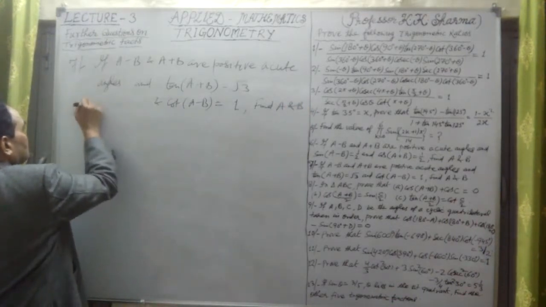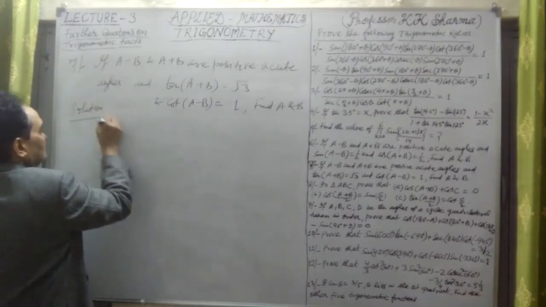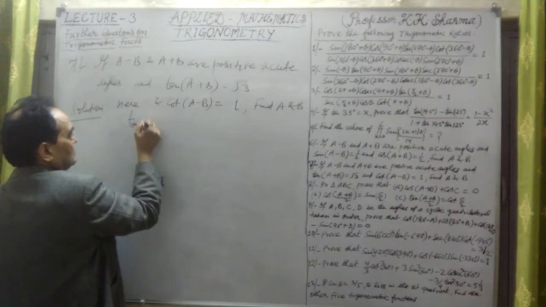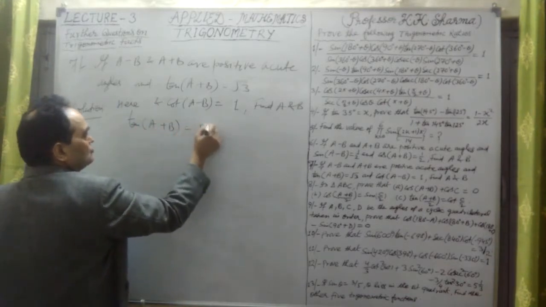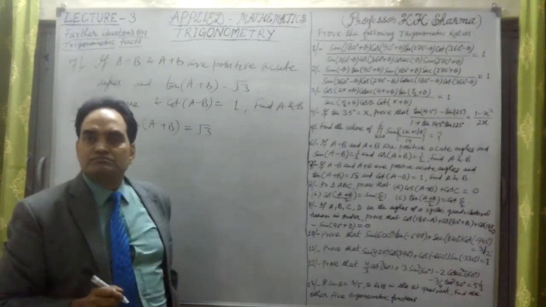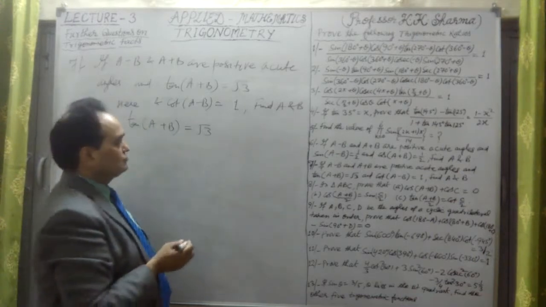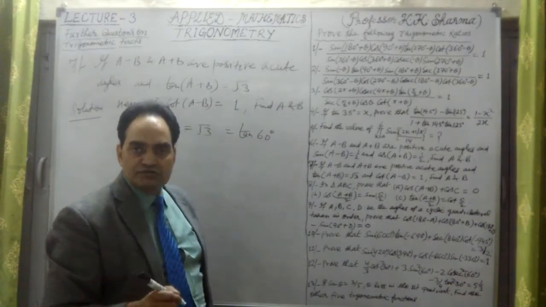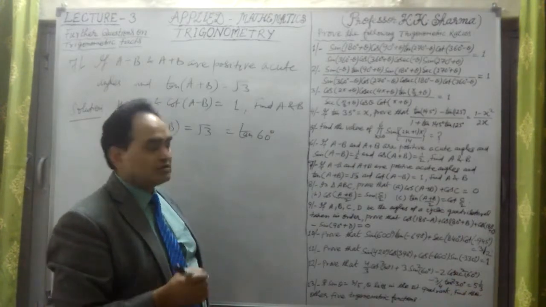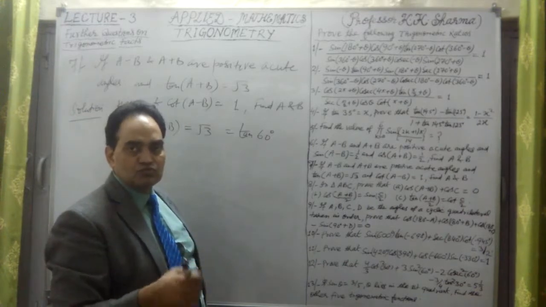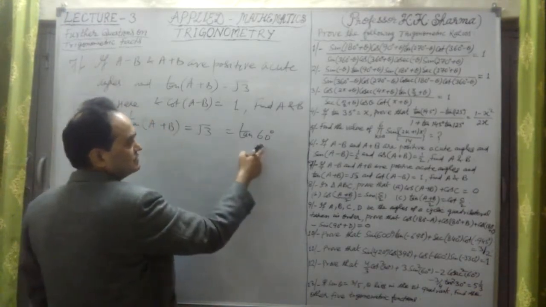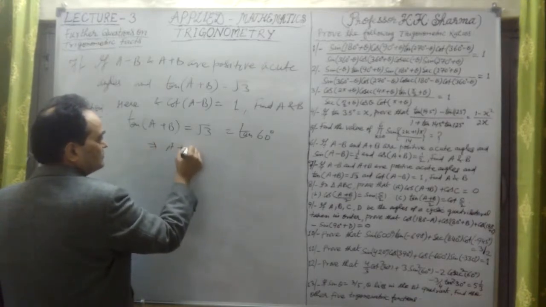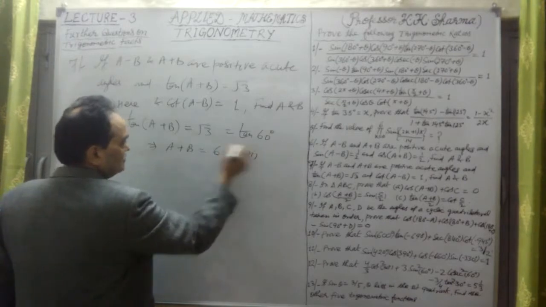Now the solution. We are given here tan(A plus B) equal to root 3. Now we know what is the value of tan that gives root 3: tan 60 degrees is root 3. How do we calculate this? Put sin 60 degrees upon cos 60 degrees. Sin 60 degrees is root 3 by 2 divided by cos 60 degrees which is 1/2. Root 3 by 2 upon 1/2 gives root 3. So tan 60 degrees is root 3, and here it is tan(A plus B). Therefore A plus B is equal to 60 degrees. This is equation number 1.